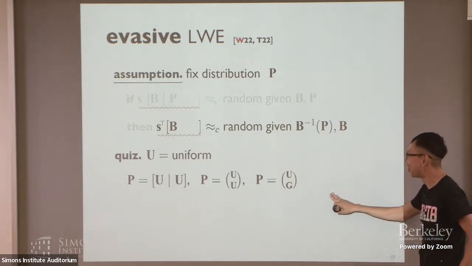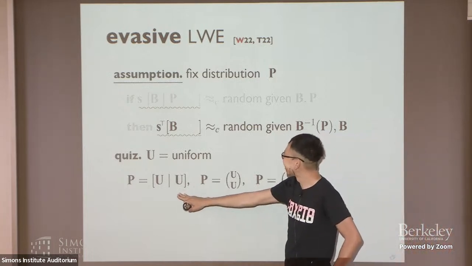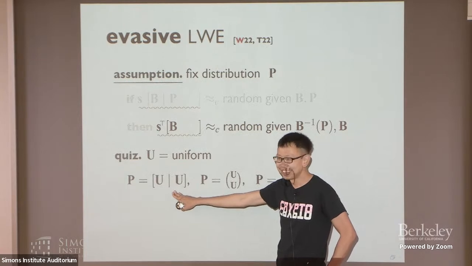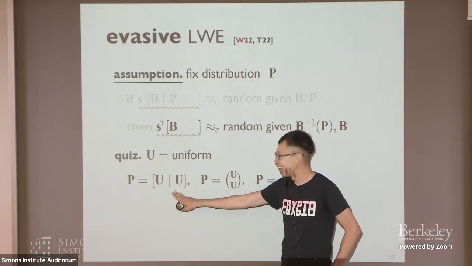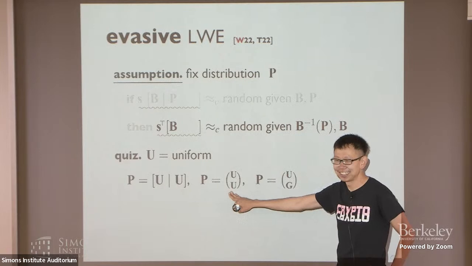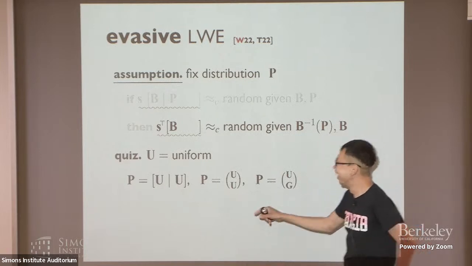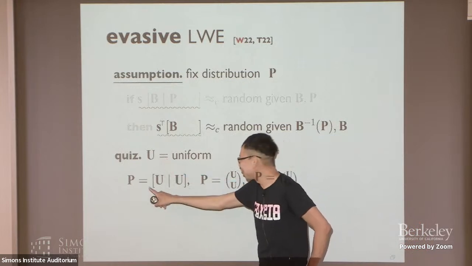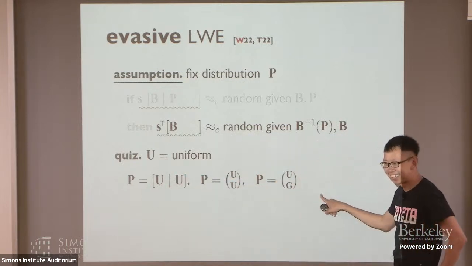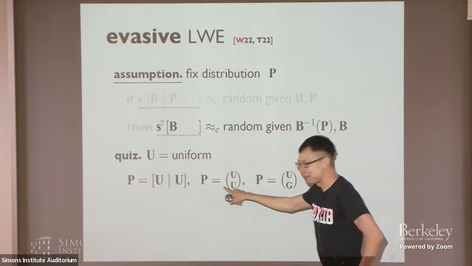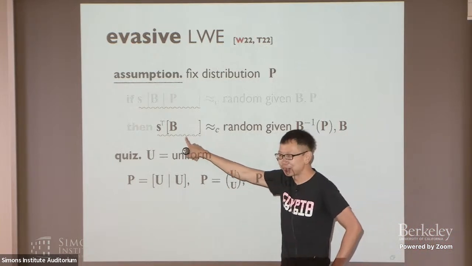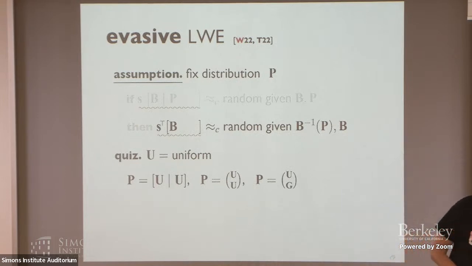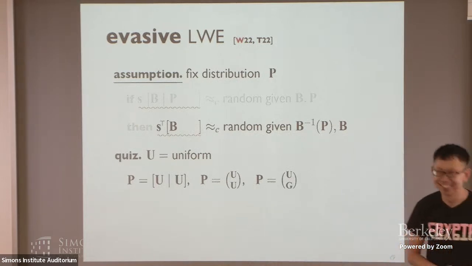It's okay to be wrong. Who thinks that the first one is true? Who thinks that the second one is true? What's the question again? Okay, good. U is a uniform distribution. I give you three examples for P, and for each of these examples, is SB pseudorandom given B inverse of P? Are you asking only about the postcondition or both? Just the postcondition.